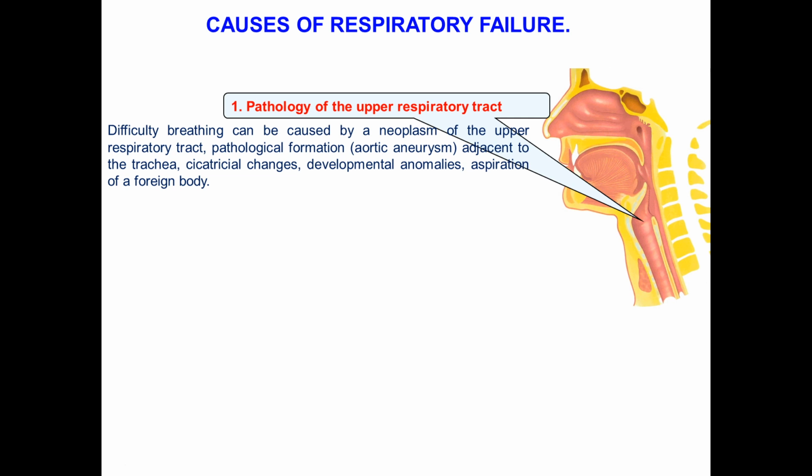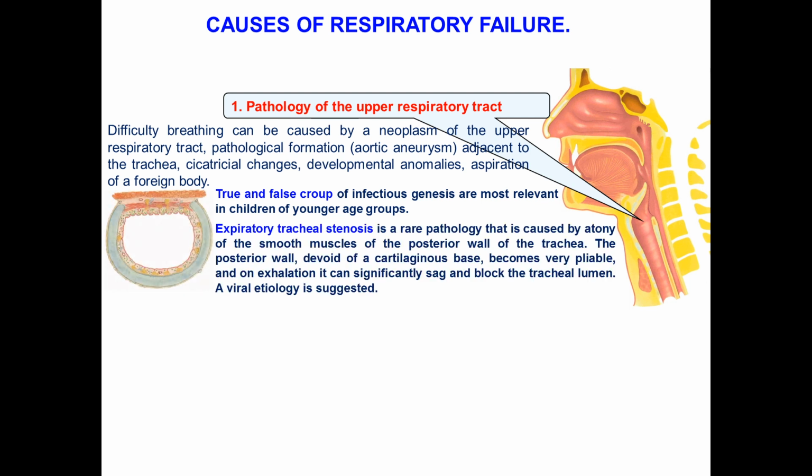There are several groups of causes of respiratory failure. The first group is pathology of the upper respiratory tract. Difficulty breathing can be caused by a neoplasm of the upper respiratory tract, pathological formation, for example, aortic aneurysm adjacent to the trachea, cicatricial changes, developmental anomalies, aspiration of a foreign body. And true and false croup of infectious genesis are most relevant in children of younger age groups.